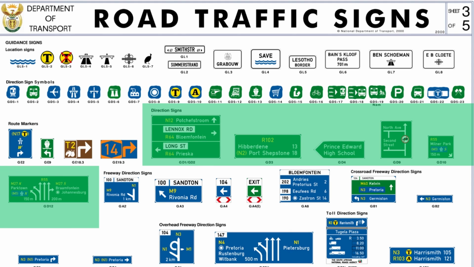Direction signs are a type of guide sign that provide information about the location of a specific place or feature. They are typically green with white text or symbols. Direction signs are used to supplement other road signs and signals, such as traffic lights and stop signs. They can be found on highways, city streets, and rural roads.